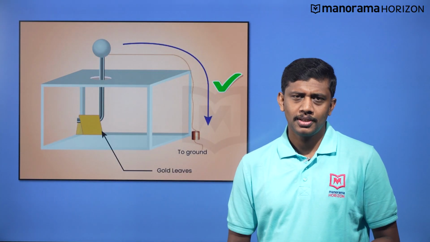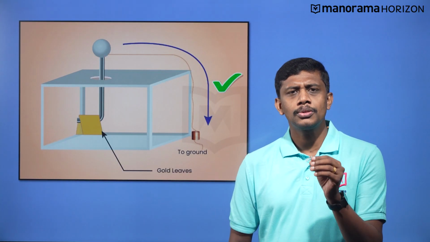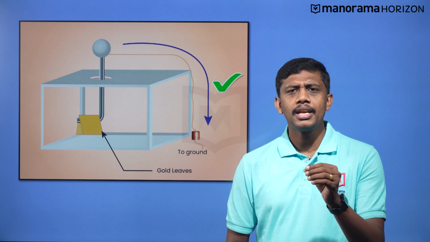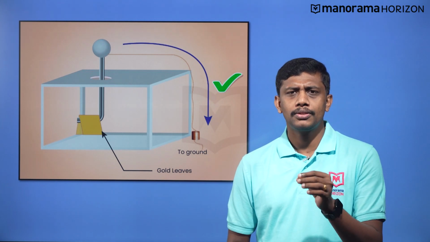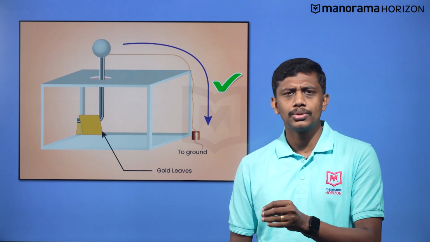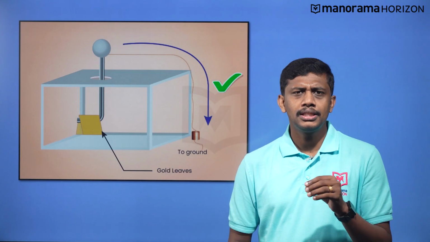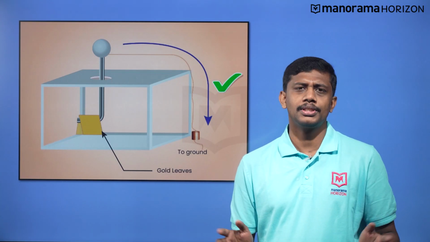Coming back to the experiment. When the metal knob is connected to the ground with a metal wire, the wire is able to provide a path for the excess charge on the electroscope to flow to the ground. This is why the gold leaf collapses.